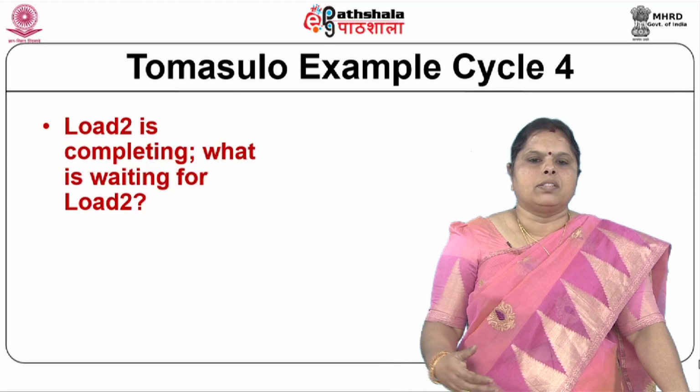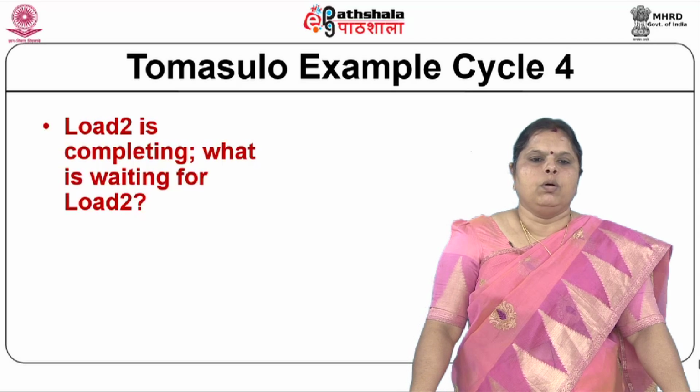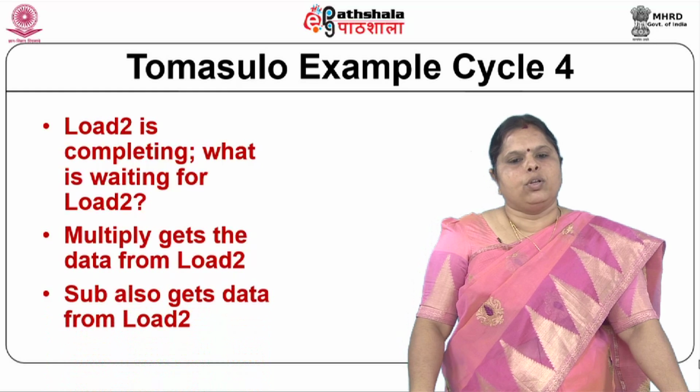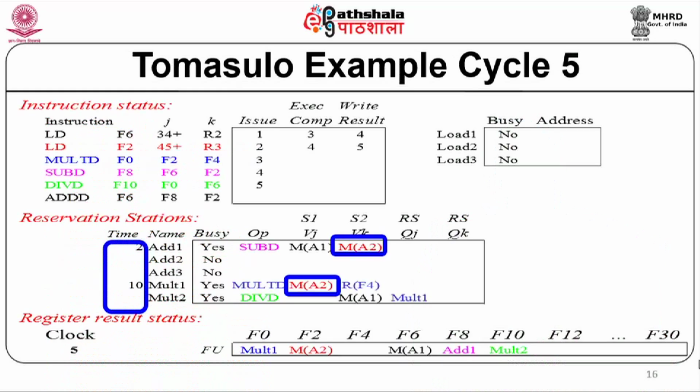So when load 2 writes the result, all of them will take the result from the common data bus. The multiply gets the data from load 2, and your sub instruction also gets the data from load 2. During clock cycle 5, you observe that the common data bus broadcasts the data from your load 2 instruction, which goes into the corresponding reservation station entries, and it is also written into the register file F2. F2 takes the data from the common data bus, which passes on the result of your load instruction.